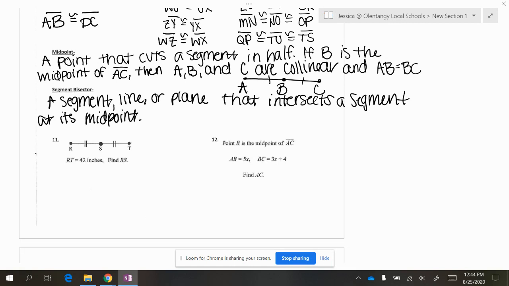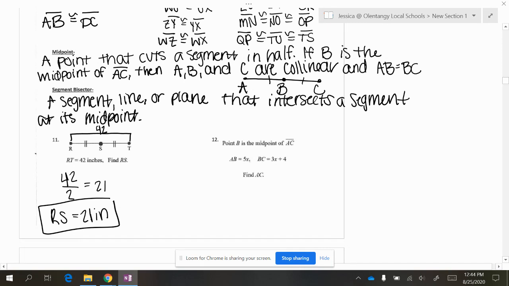Number 11, RT is 42 inches, so R to T is 42. Find R to S. Well, those are the same length, so we can go ahead and cut 42 right in half to get 21. So RS is 21 inches.